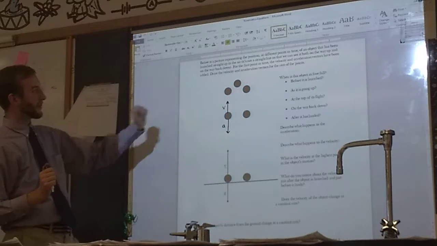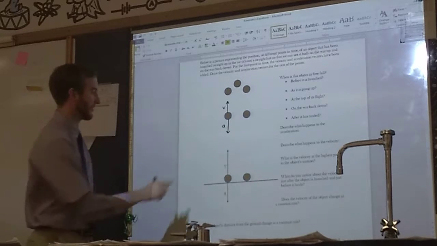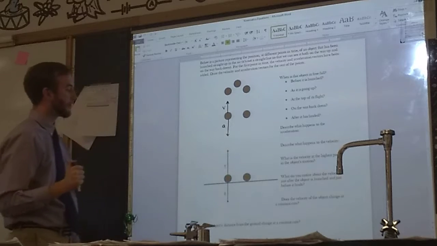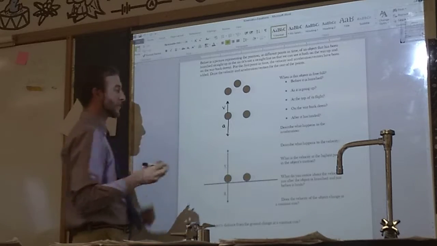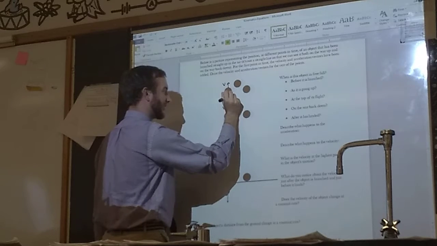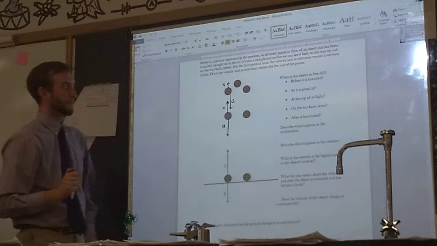Moving to the third dot, I've still got velocity and acceleration in opposite directions. Make that a little longer, make it look a little better. I've still got those two in opposite directions, so I should get an even smaller velocity up here. And again, the same acceleration on its way down.